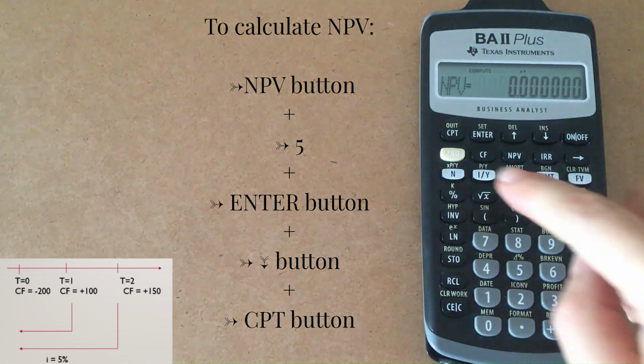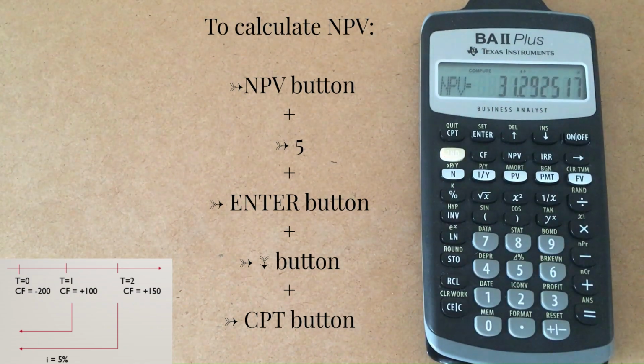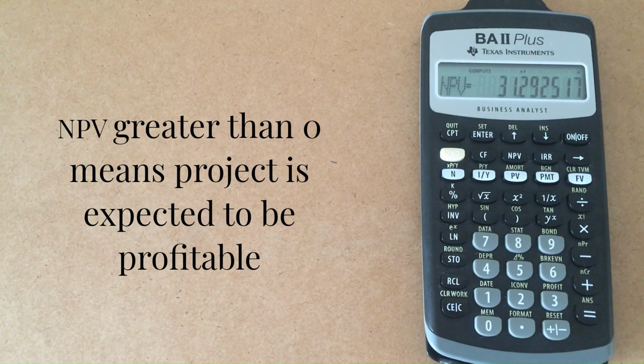Now, press on the Compute button in the top left corner of the calculator to get the net present value of the project's expected cash flows. The NPV is $31, which means the project is expected to be a profitable one.